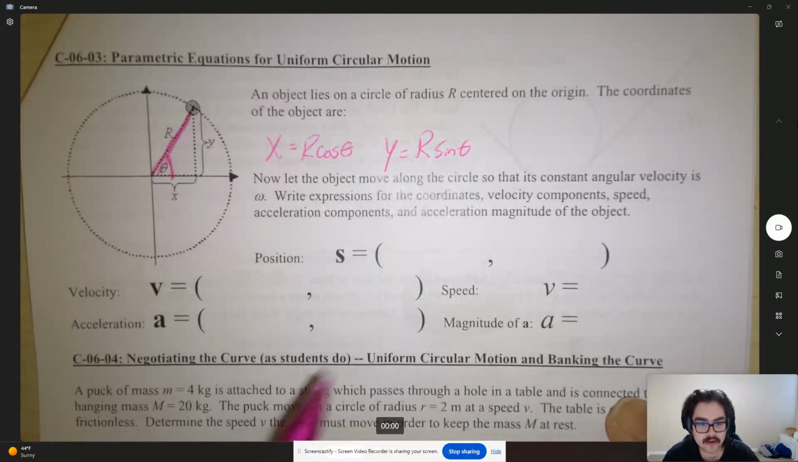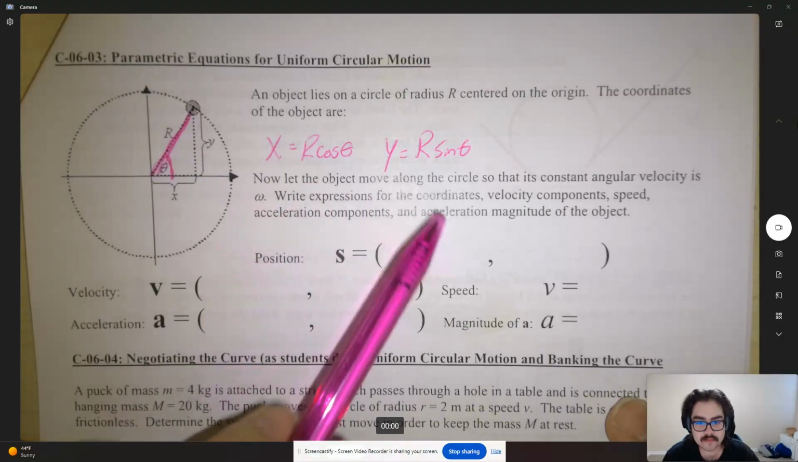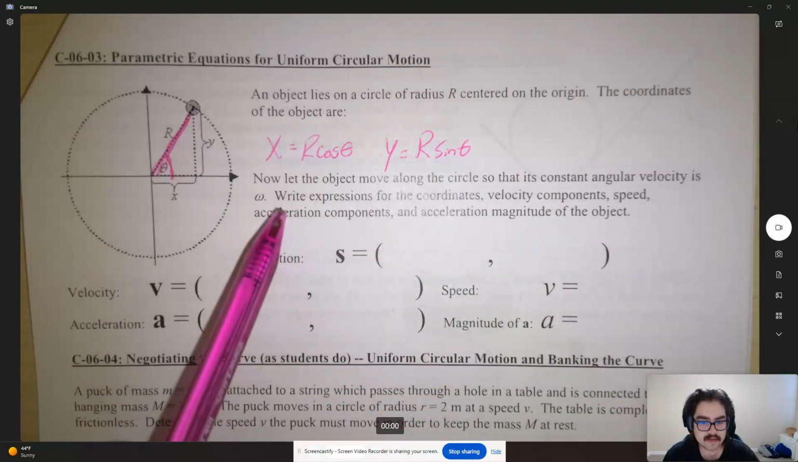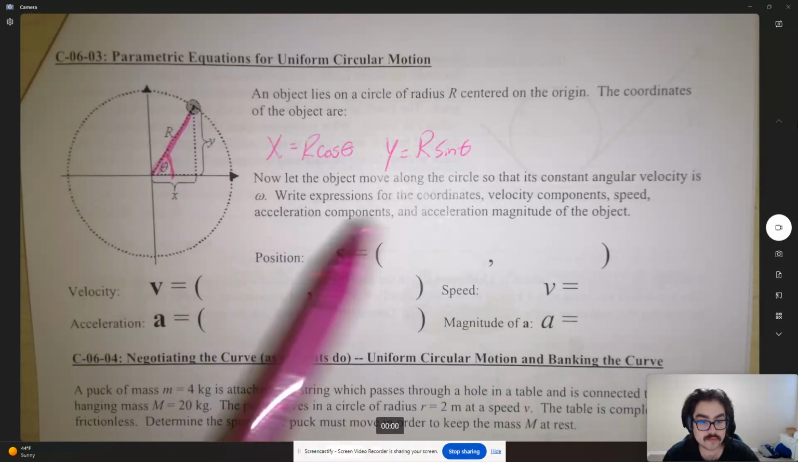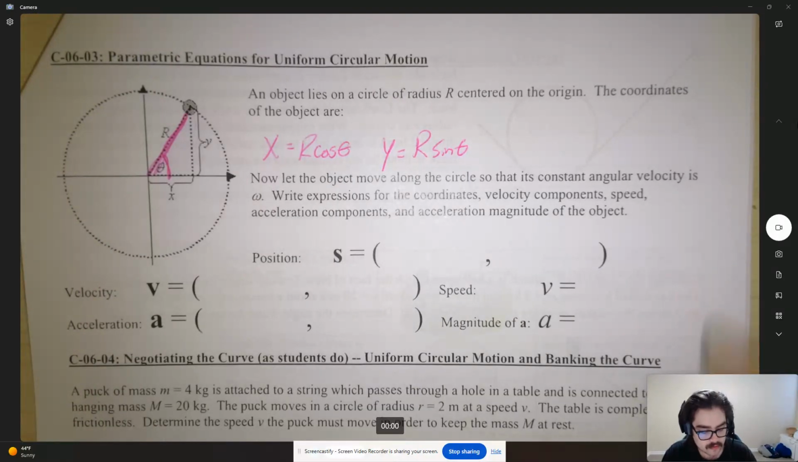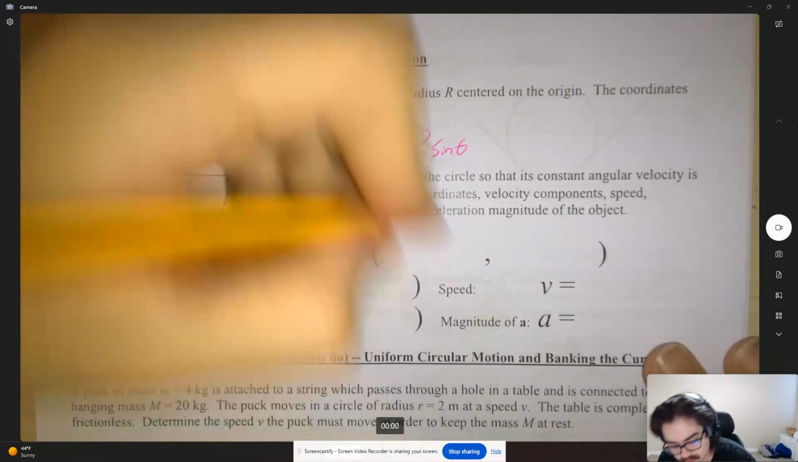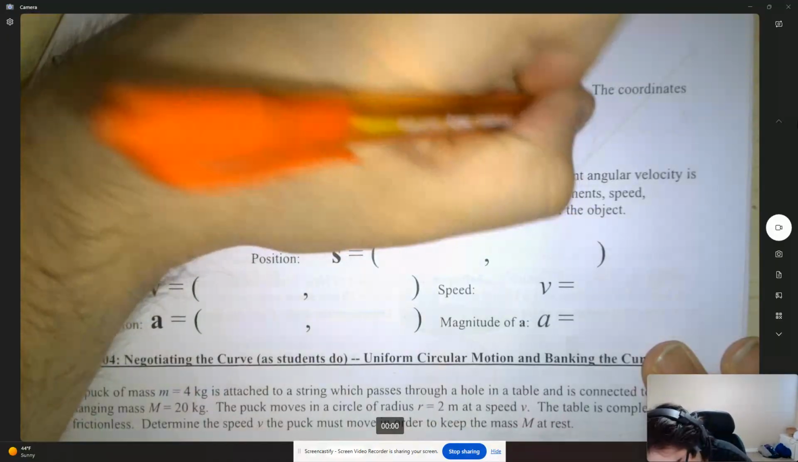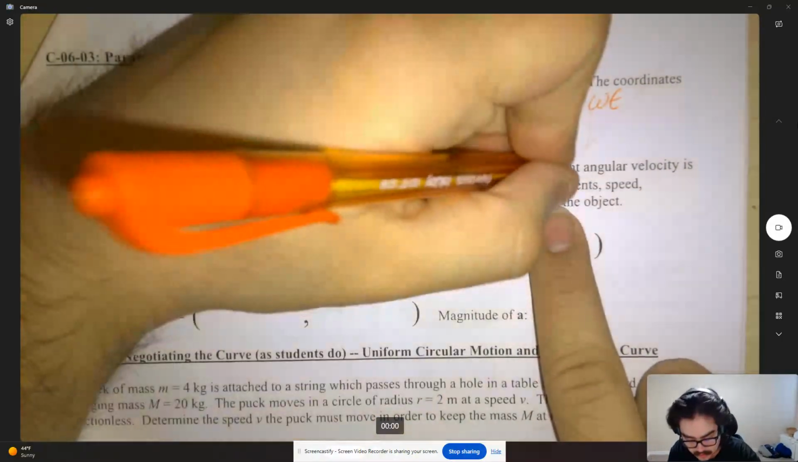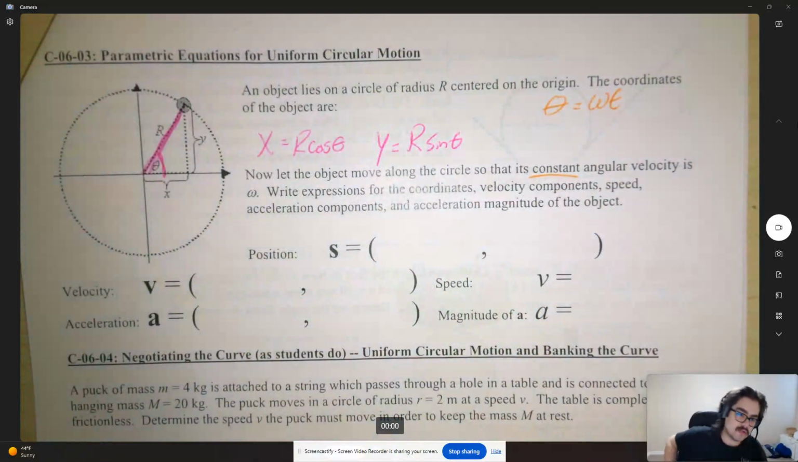Now, here's what we're doing. If the object is moving along the circle such that its constant angular velocity is omega, now I need to write new expressions to account for the fact that it has an angular velocity. Hopefully we can remember that theta, just by our angular kinematic equations, is simply equal to omega times t. There's no acceleration. It's constant, so I don't need to account for that.